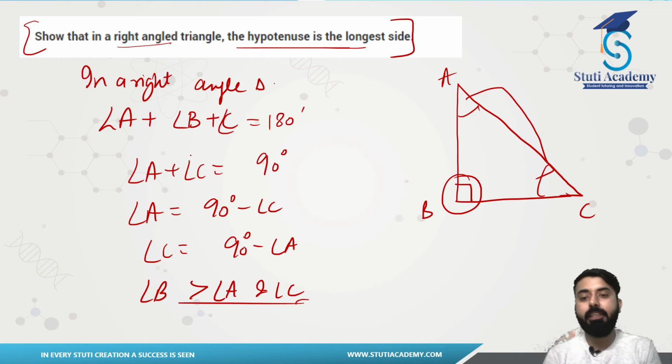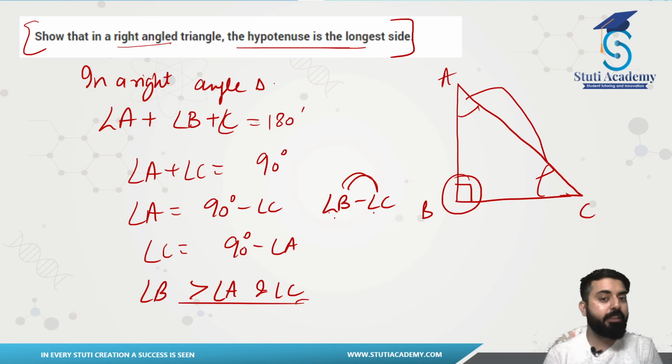You guys get an idea? We are getting the value of A, which is actually angle B minus angle C. So you guys see angle B is greater than C. That's why we are subtracting them.